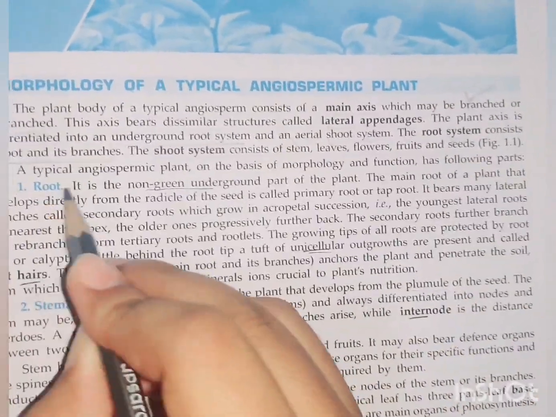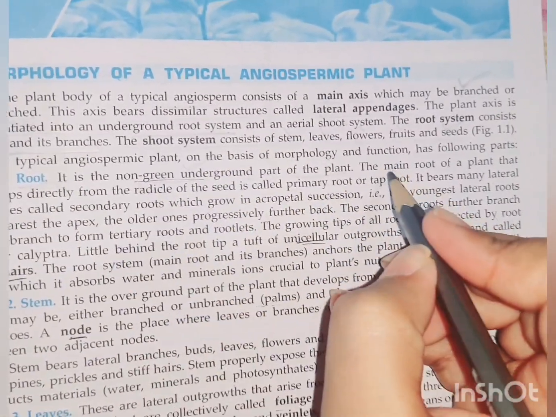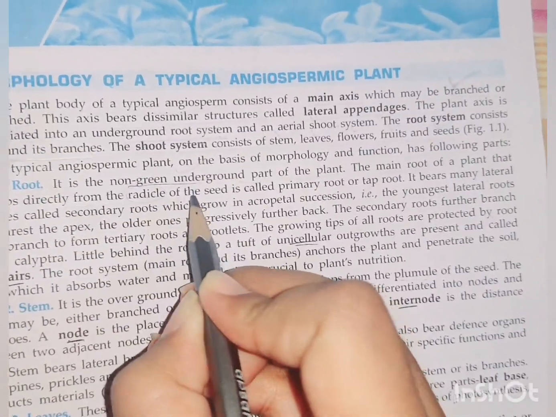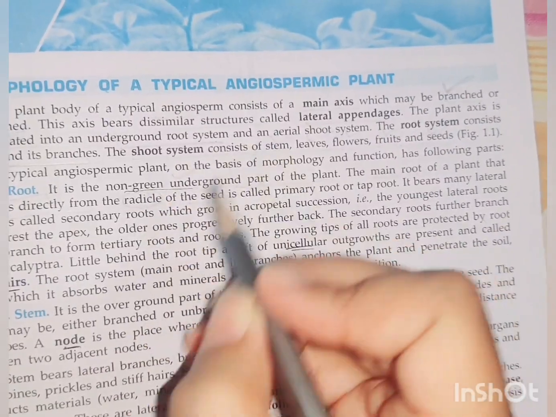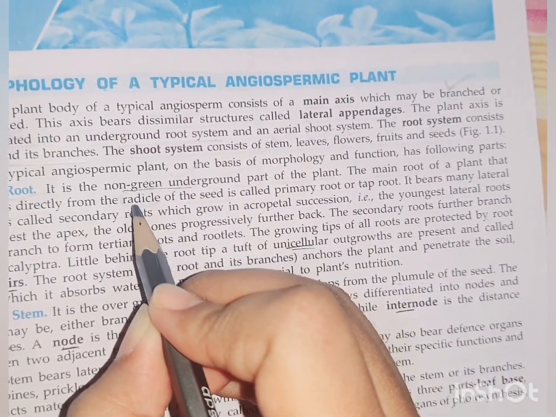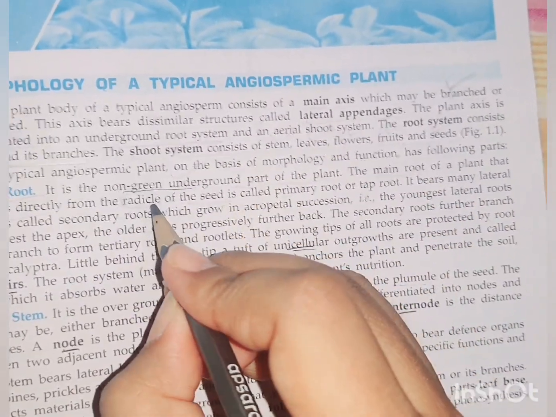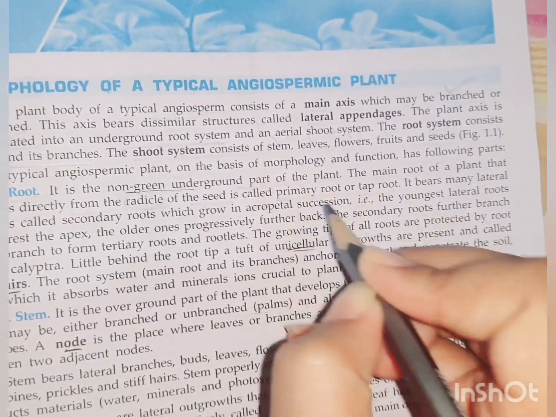At first, the root. It is the non-green underground part of the plant. The main root of the plant develops directly from the radicle of the seed. So seed has two parts, one is radicle, one is plumule. From radicle, root is developed and from the plumule, shoot will be developed. So from radicle of the seed, primary root or tap root is developed.